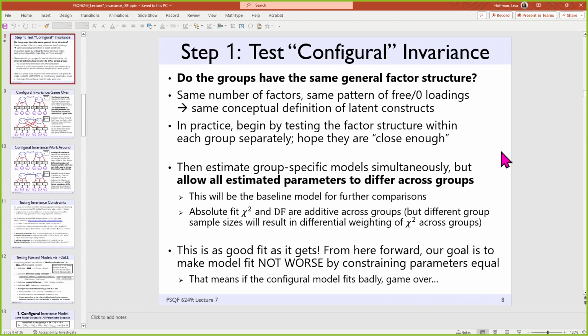So do you have the same general factor structure? Do you have the same items loading on the same factors and the same number of factors? And if you don't pass this stage, there's no point in going further because all of the questions would be moot because the factors don't mean the same thing. So this one is a prerequisite that we would want to have no matter what.